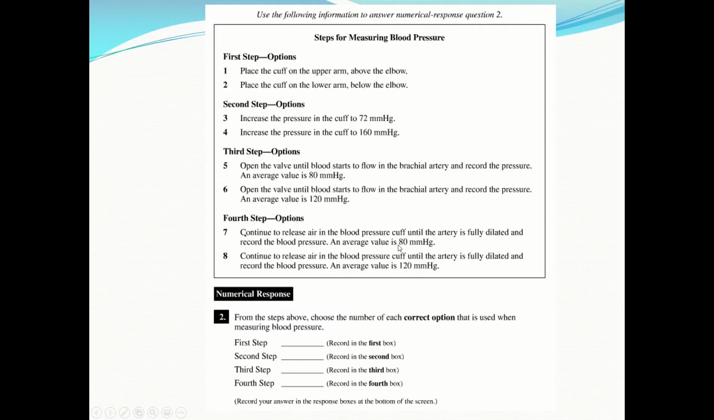From the steps above, choose the number of the correct option that is used when measuring blood pressure. So first step, you want to place it on the upper arm. Step 2, you've got to get it above 120, so 72 isn't high enough, so we've got to get it above 160. And then open the valve until blood starts flowing. The average value is 80. No, we're going to get the bigger number first. So we're going to get that 120 first, and then we're going to get that 80 second. So 1467 is the correct answer.